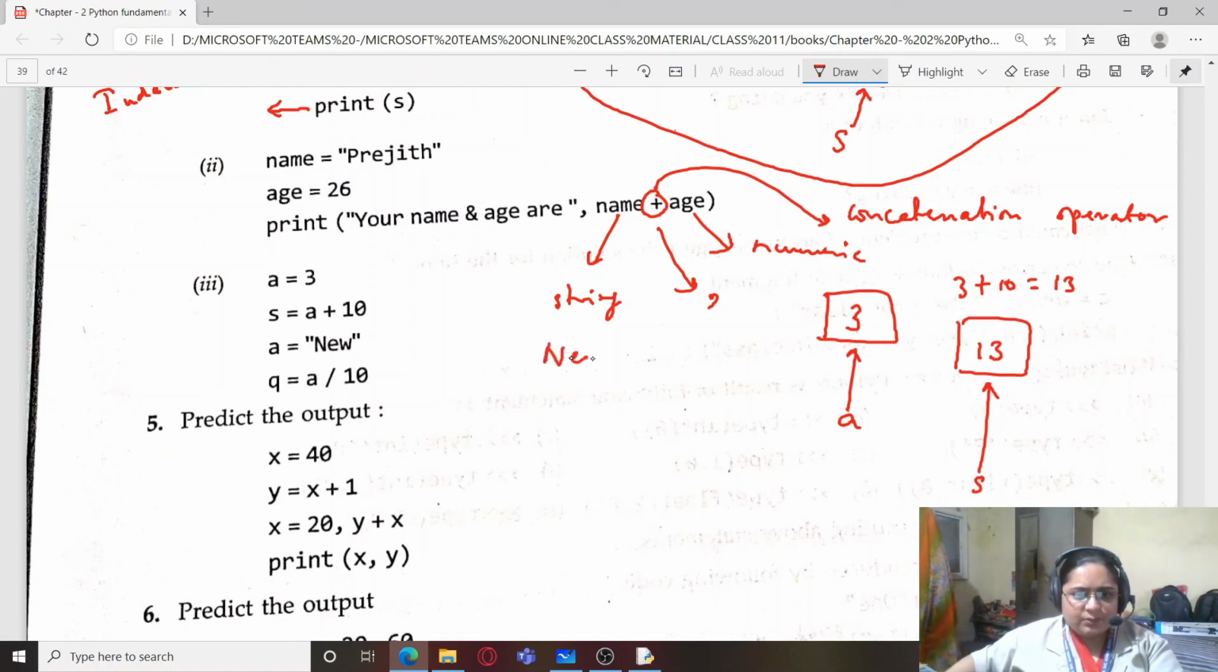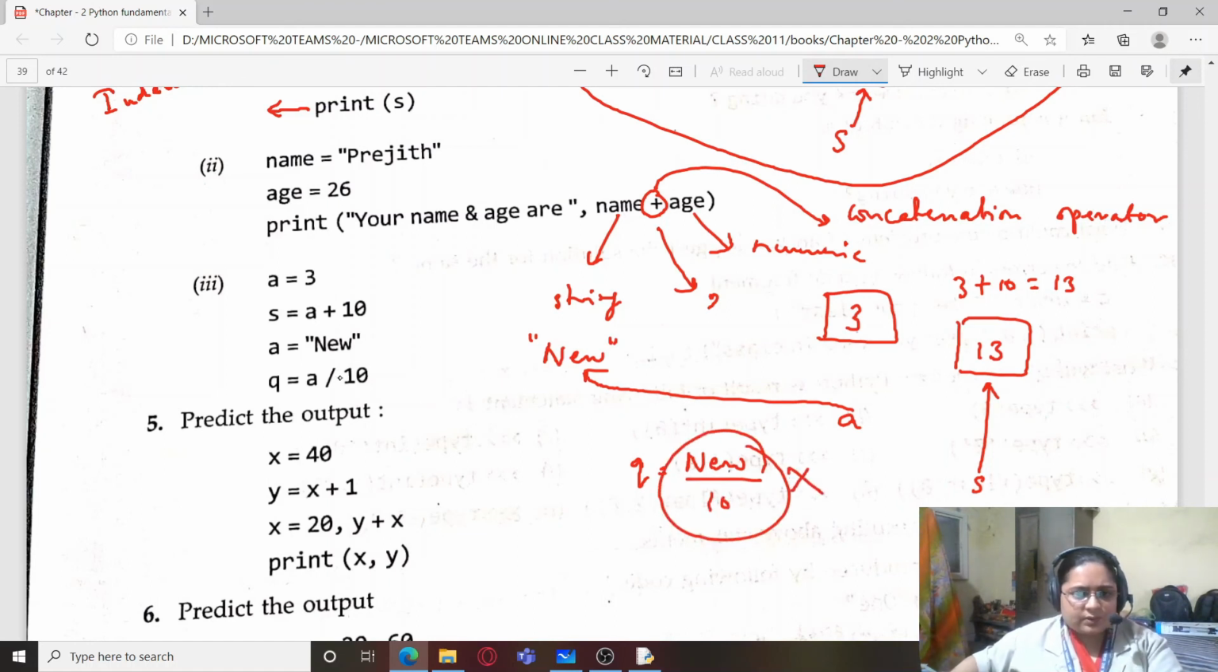Next is new. Now A is pointing to a string value new, and this association is broken. Okay, so what will happen now? Q equals A divided by 10. So what is the value of A? New divided by 10, which is wrong. So this is the problem with dynamic typing, which I had explained in my lecture video.